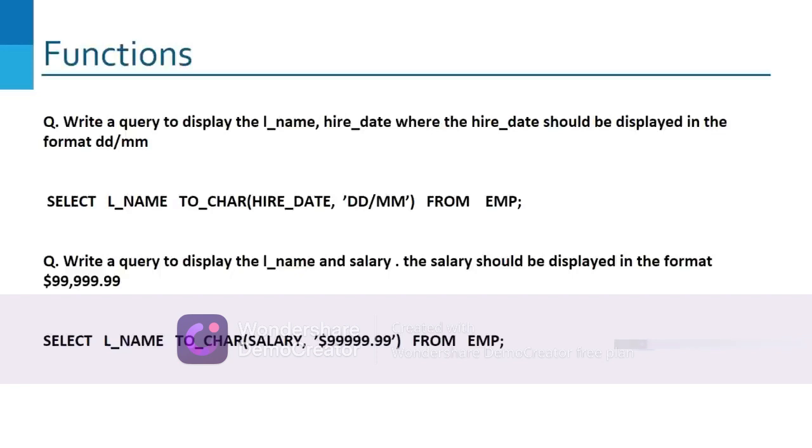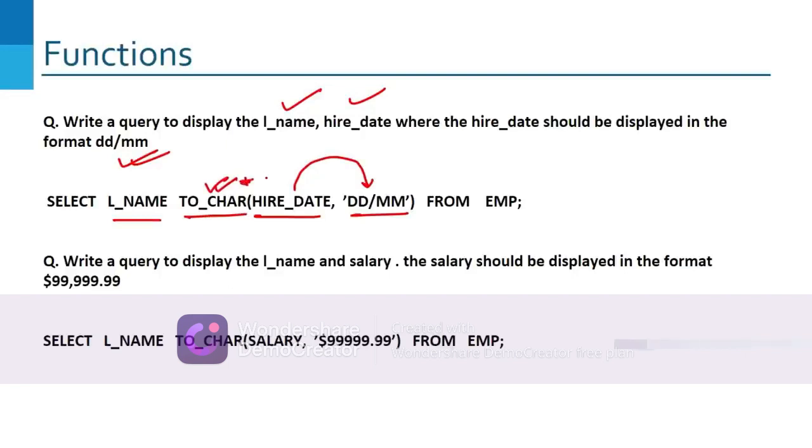Write a query to display the name and hire date, where the hire date should be displayed in the format DDMM. Select name because I want that, and then hire date also I want to show, but in which format? DDMM, that means date and month. So I have to obviously change this hire date format to character. So I'm using the toChar method.